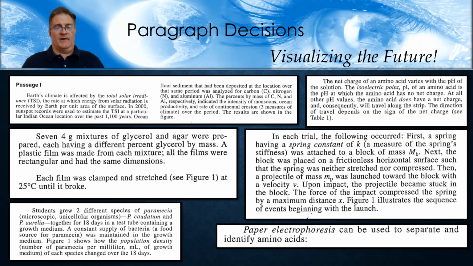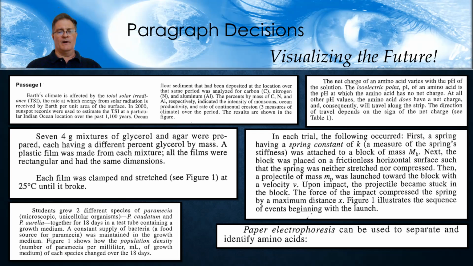So, in the upper left-hand corner again, we see total solar irradiance. You've got to read it to know what it means. It is the rate at which energy from solar radiation is received by Earth per unit area of the surface. So, therefore, the surface of the Earth receives some amount of irradiance per unit area of Earth.